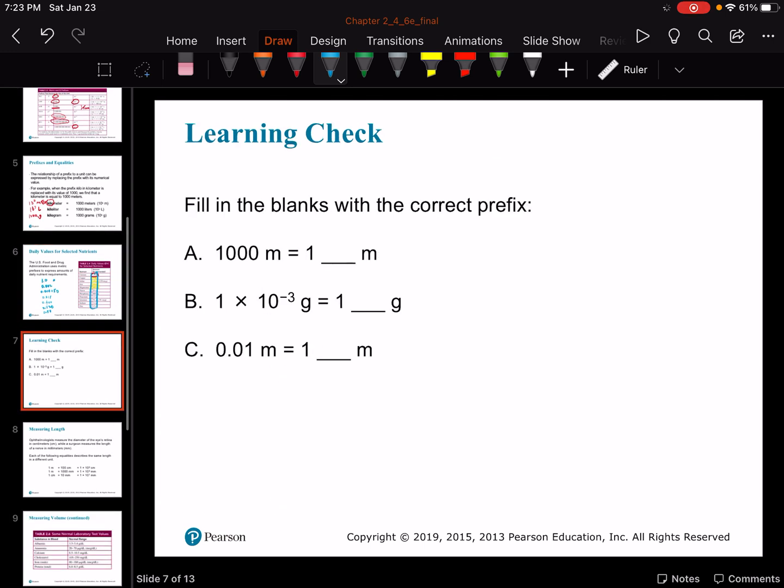So let's do a learning check. Fill in the blanks with the correct prefix. So 1,000 meters is a kilometer, right? I should have given you a chance to do that. Pause the video and write your answers in, and then see if they're the same as mine. Okay, so let me suppose that you actually did pause the video, that you're an obedient student, right? And 10 to the minus 3 is a milligram, okay? And 0.01 is a centimeter, right? That's what centi means right there. All right.